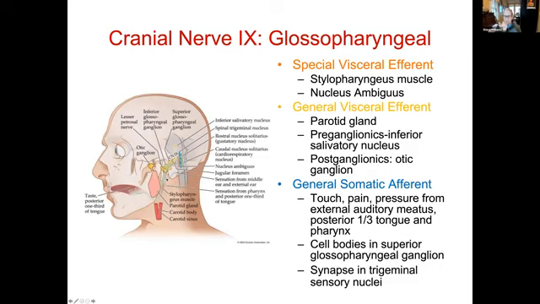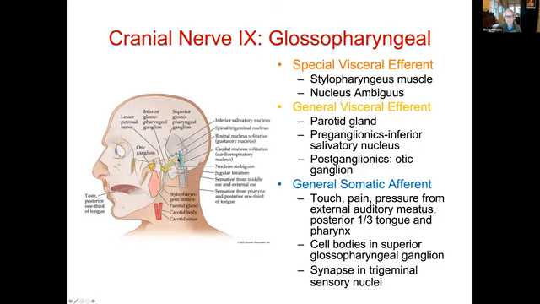When we say sensation from the posterior 1/3 of the tongue and the pharynx, that means that you're able to register things like touch or pain on the posterior 1/3 of the tongue or on the pharynx. That's how you get that afferent information back in. So that's what these blue fibers are representing. The cell bodies for those sensory neurons are going to be outside the central nervous system, in the superior glossopharyngeal ganglion, so that's this one here. And then their central axons come in, running with cranial nerve 9 into the brainstem.